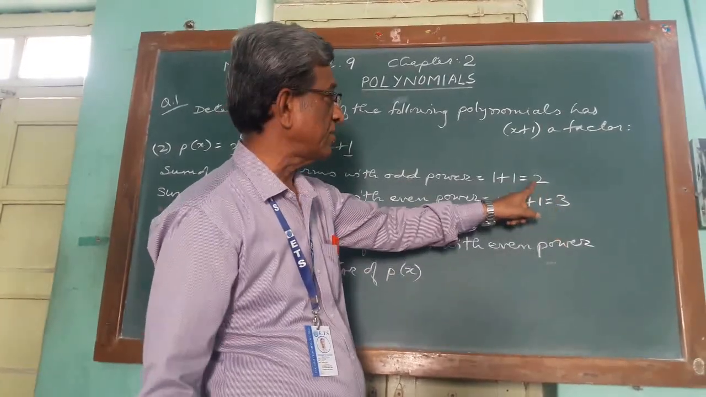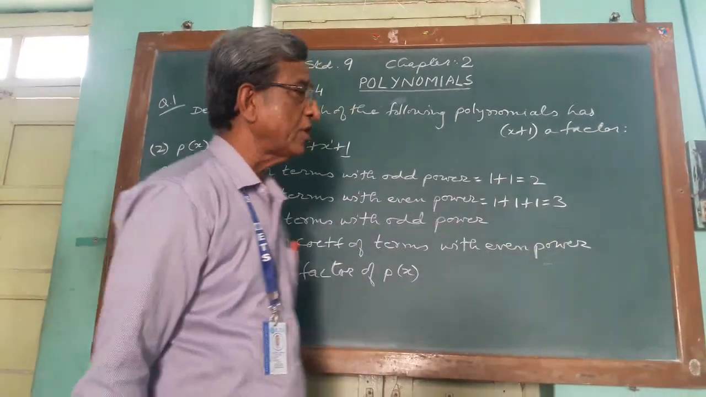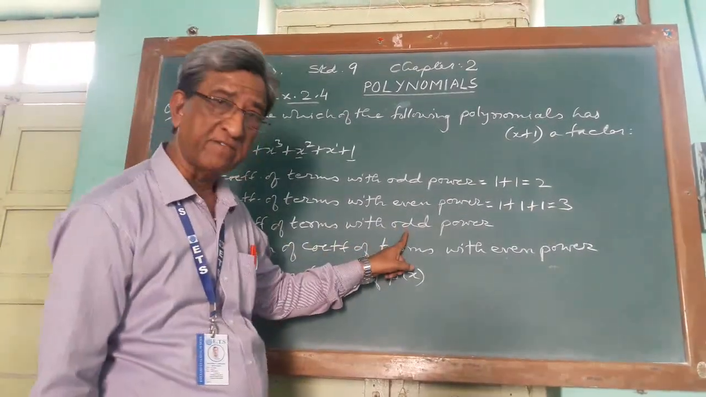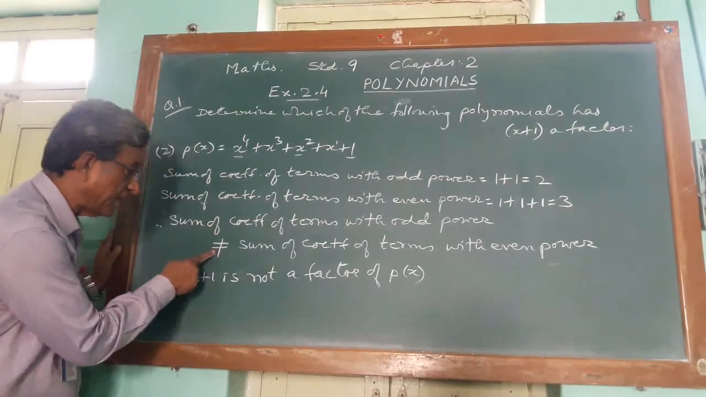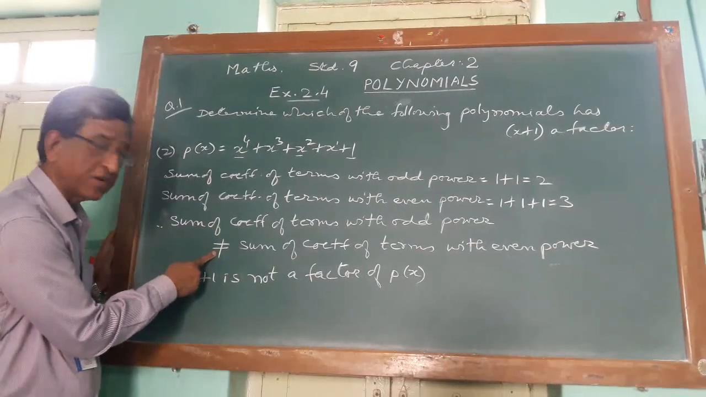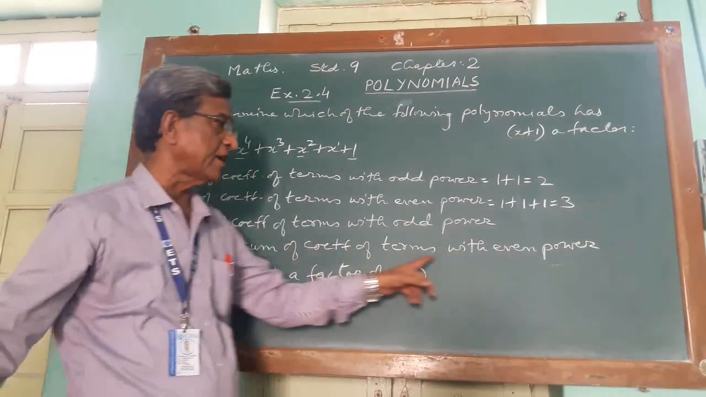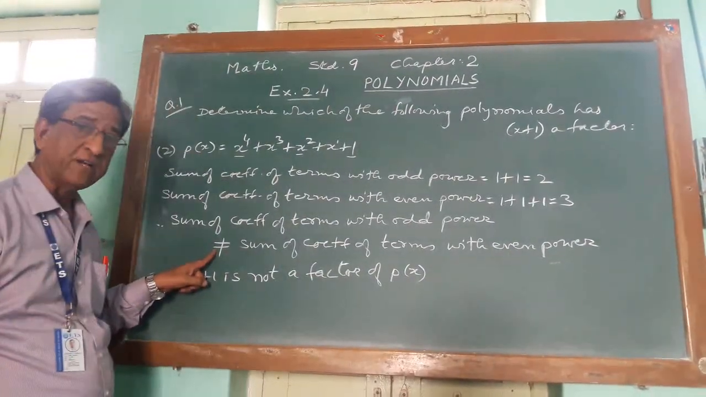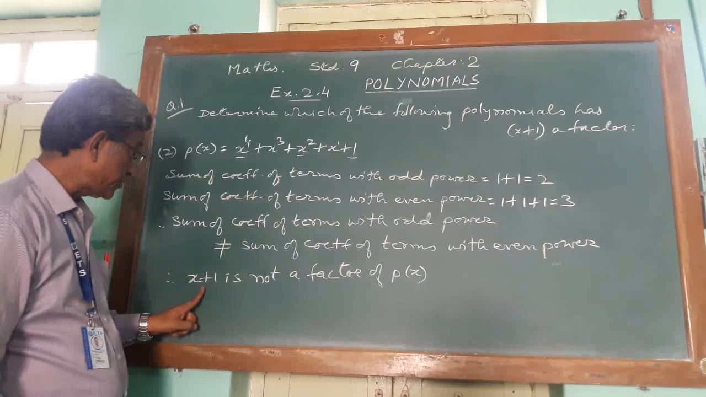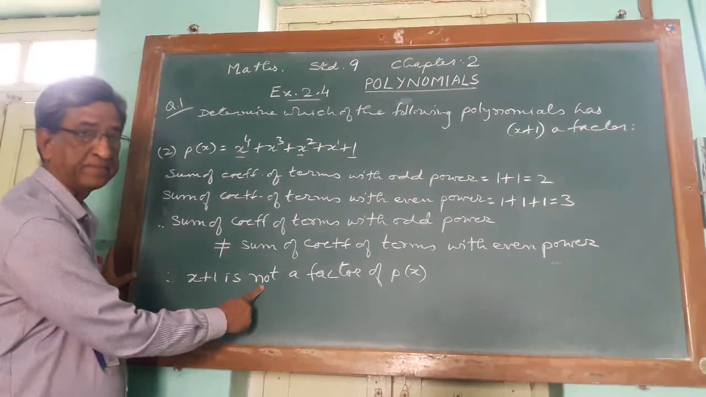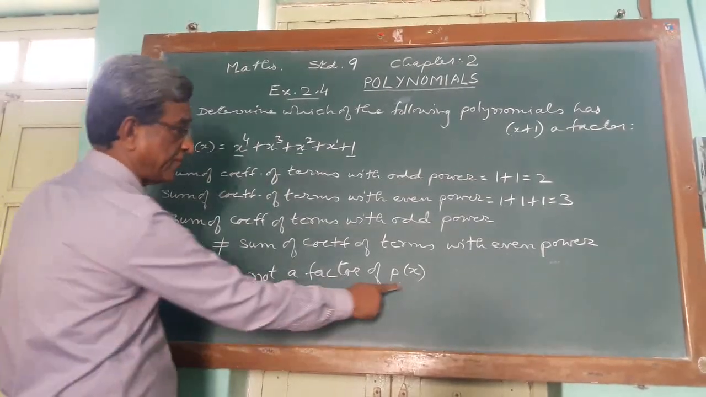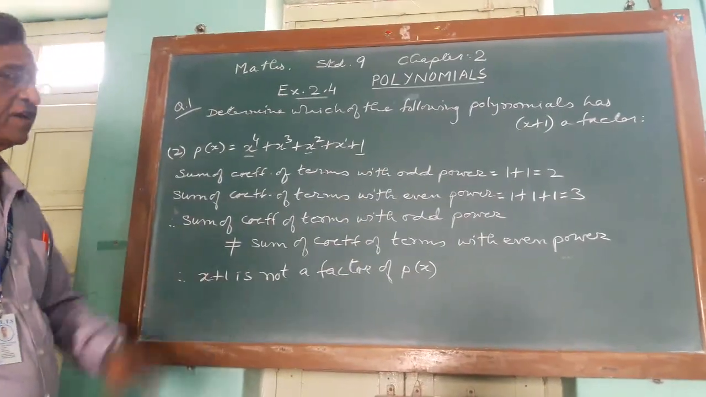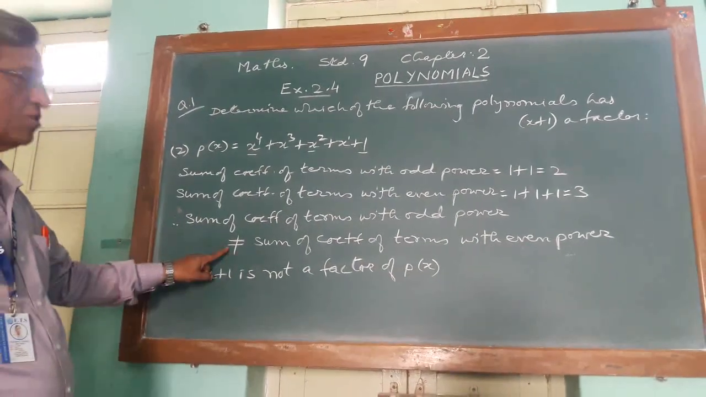So this time you got both not equal. So you can say that the sum of coefficients of terms with odd power is not equal to the sum of coefficients of the terms with even power. So if they are not equal, you can say that x plus 1 is not a factor of p(x), because both are not equal.